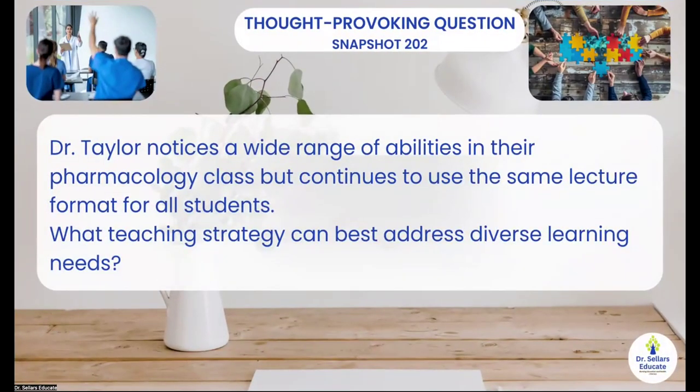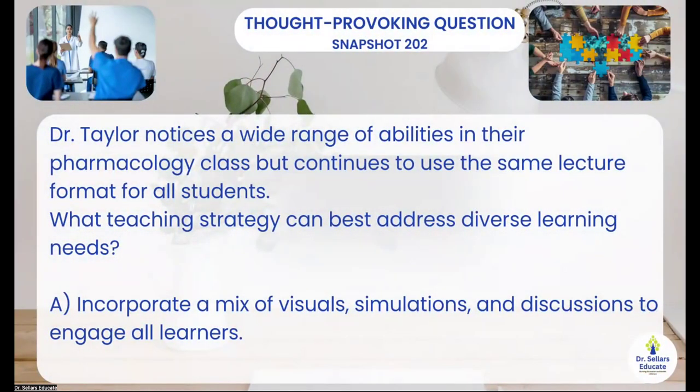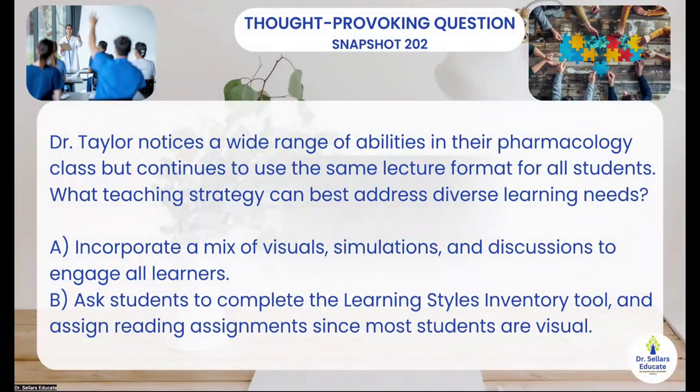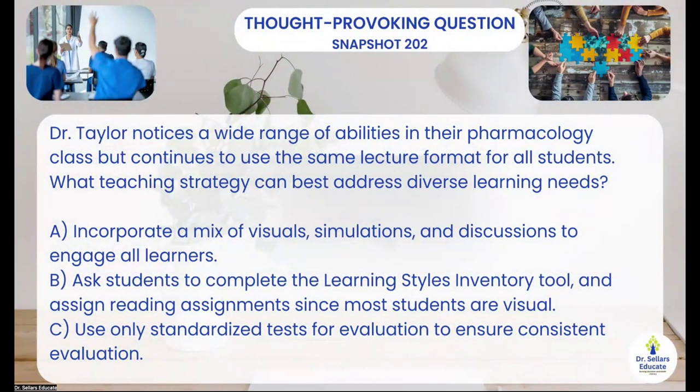So we have Dr. Taylor, who notices a wide range of abilities in their pharmacology class, but continues to use the same lecture format for all students. What teaching strategy can best address diverse learning needs? All right, so we have three options. A is incorporate a mix of visual simulations and discussions to engage all learners. B, ask students to complete the Learning Styles Inventory tool and assign reading assignments since most students are visual learners. Or C, use only standardized tests for evaluation to ensure consistent evaluation of learning.